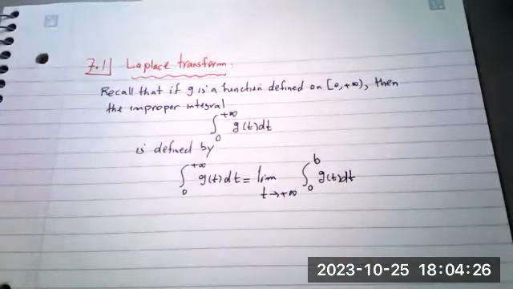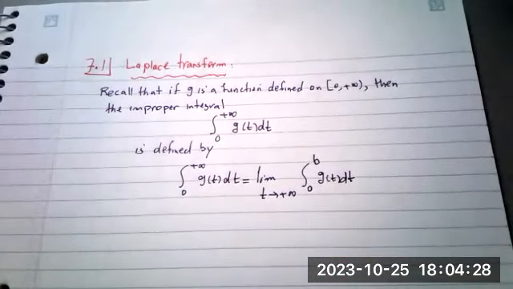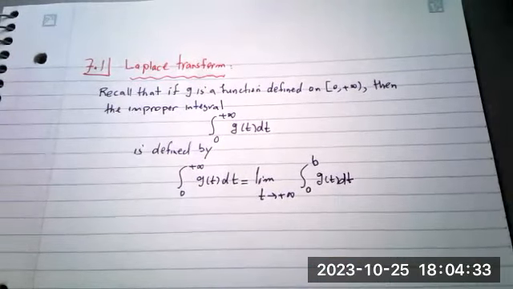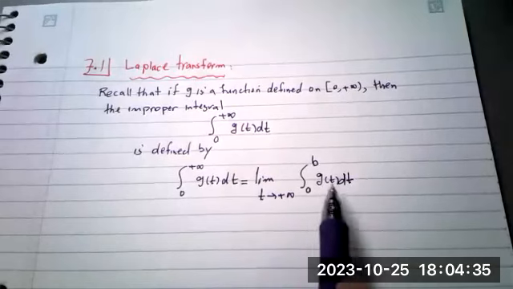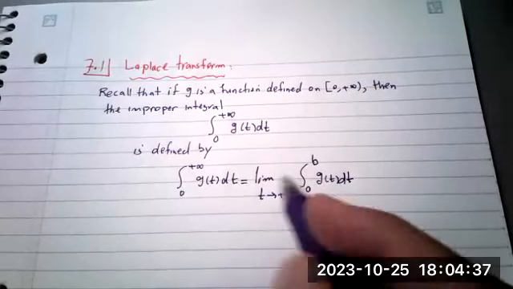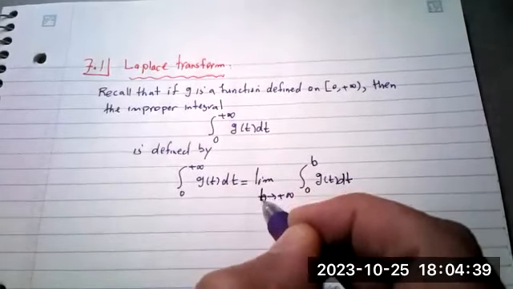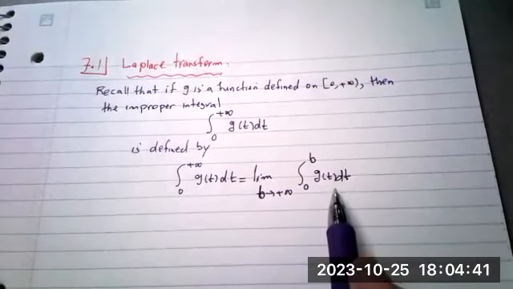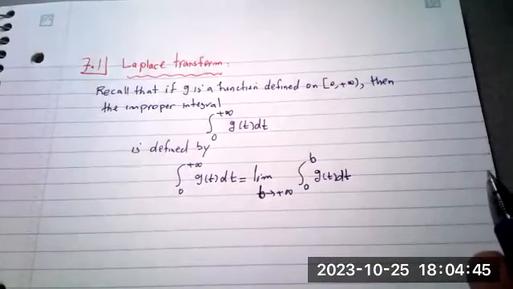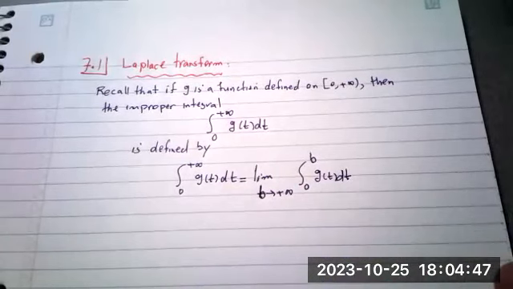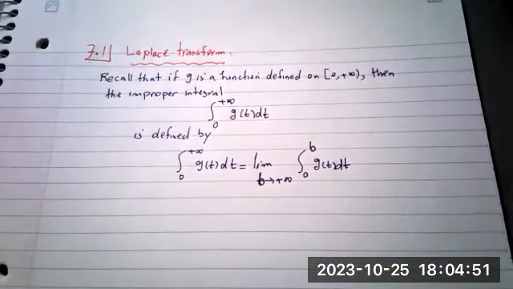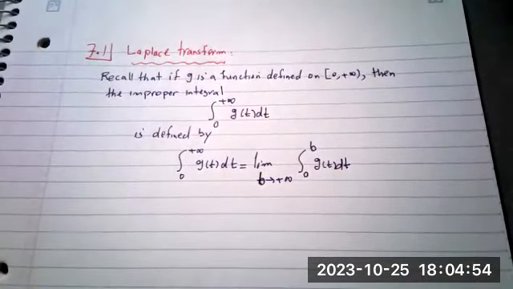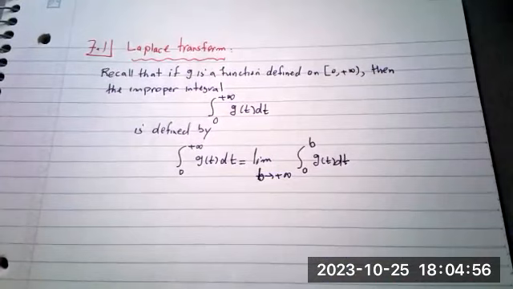The integral from 0 to b of g of t dt is a proper integral. You just use any formula when you find it, and the result is going to be a function of b. Since it's a function of b, you take the limit as b goes to positive infinity. You may have to use different methods for the limit, most of the time the L'Hopital rule, to find out if the limit does exist.